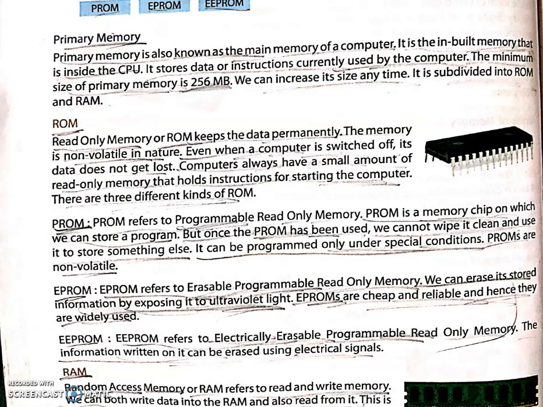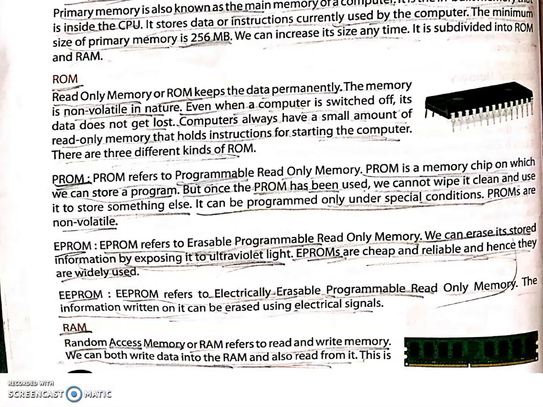Now ROM means read-only memory. ROM keeps the data permanently. The memory is non-volatile in nature. What do you mean by non-volatile in nature? That means even if the electricity goes or even if your computer is powered off, the information which is stored on your computer does not get erased. It will stay on the computer. So even when a computer is switched off, its data does not get lost.